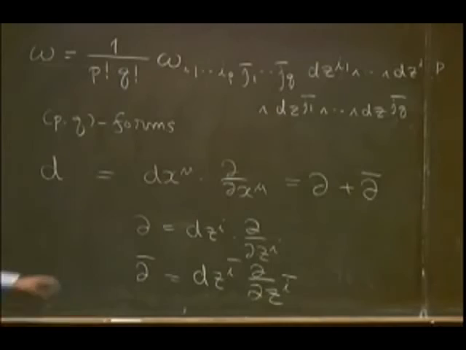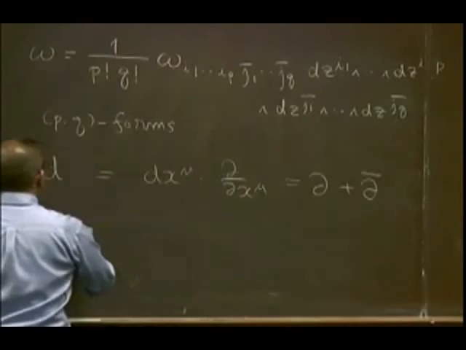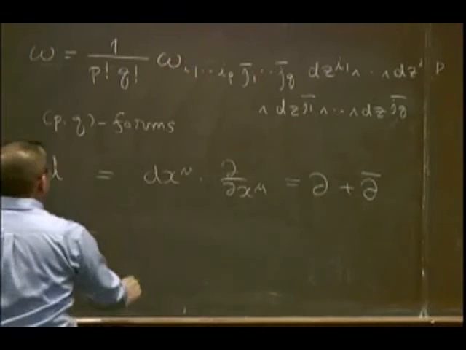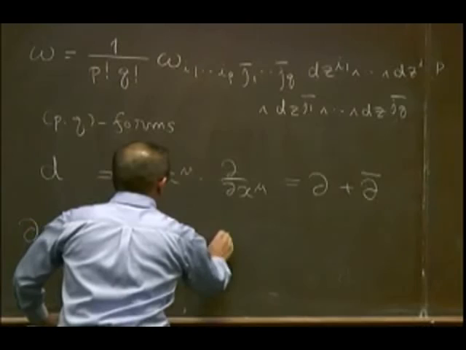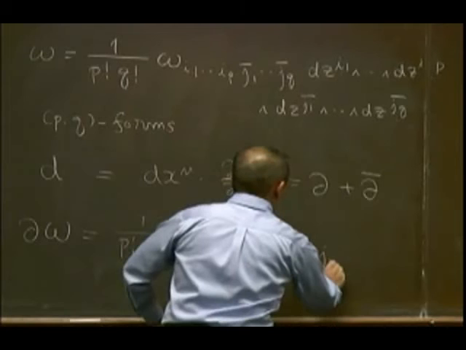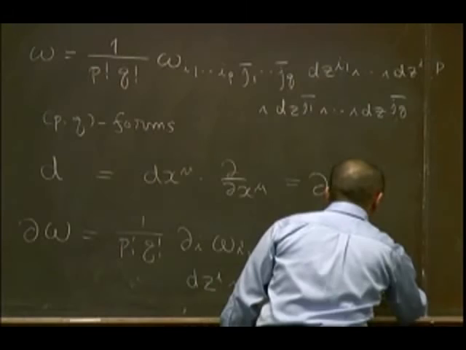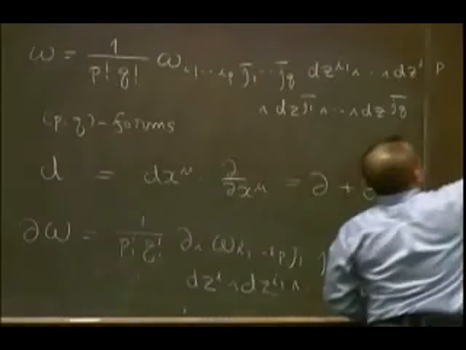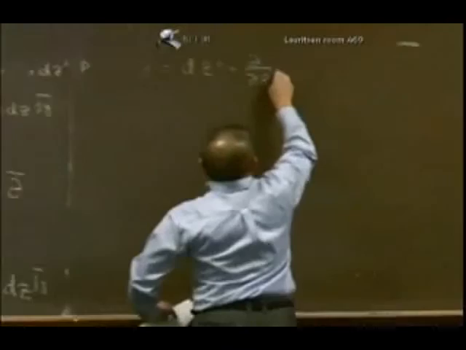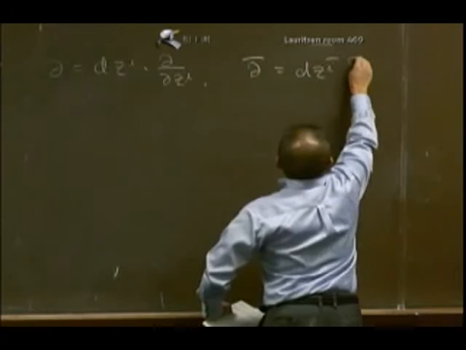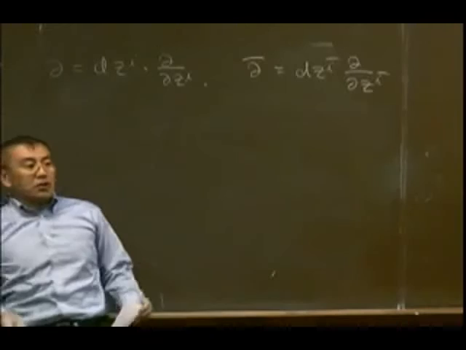Namely, what it means is that, for example, if you have a differential form like that, and you want to compute ∂ of omega, what you do is you have this 1 over p factorial q factorial, and then ∂_i of omega_{i1...ip, j1...jq}, and then dz^i, with dz^{i1}, etc., all the way to dz̄^{jq}, something like that. Okay? So ∂ is equal to dz^i ∂_{z^i}, and ∂̄ is equal to dz̄^i ∂_{z̄^i}. So we have a natural decomposition into ∂ and ∂̄.